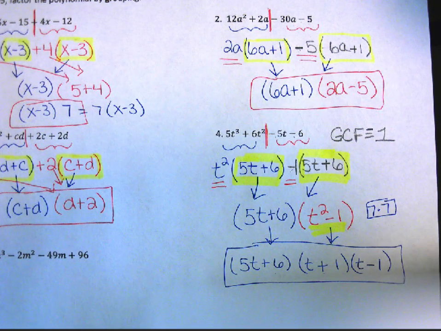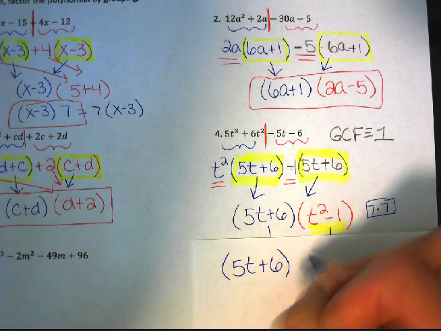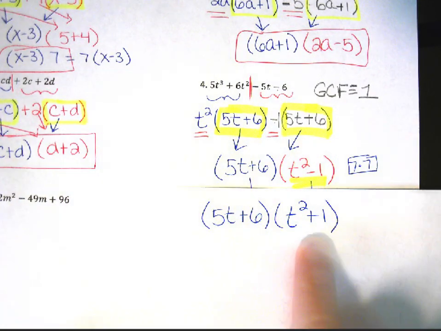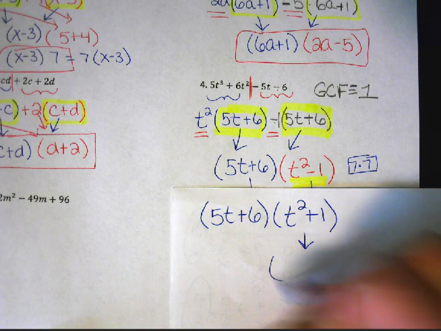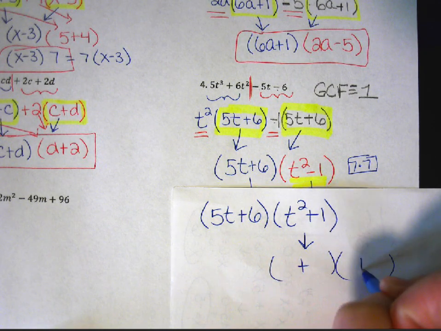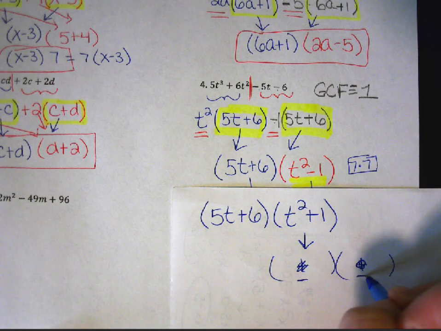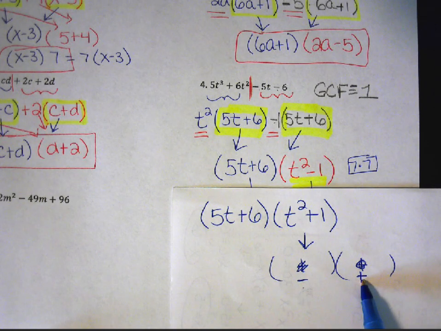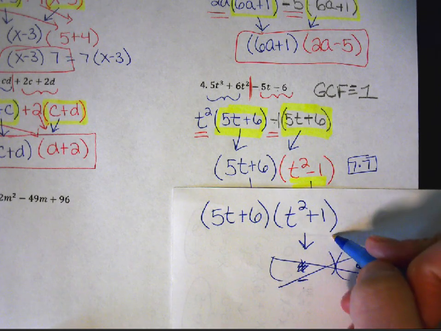Can I just kind of give you a variation? Let's say our problem would have looked like this. Would you be able to keep going? The answer is no. Because if you put 2 plus signs, you're going to get a middle term. If you put 2 subtraction signs, you're going to get a middle term. If you alternate them, a negative times a positive is a negative. So this, you would have to stop right here.